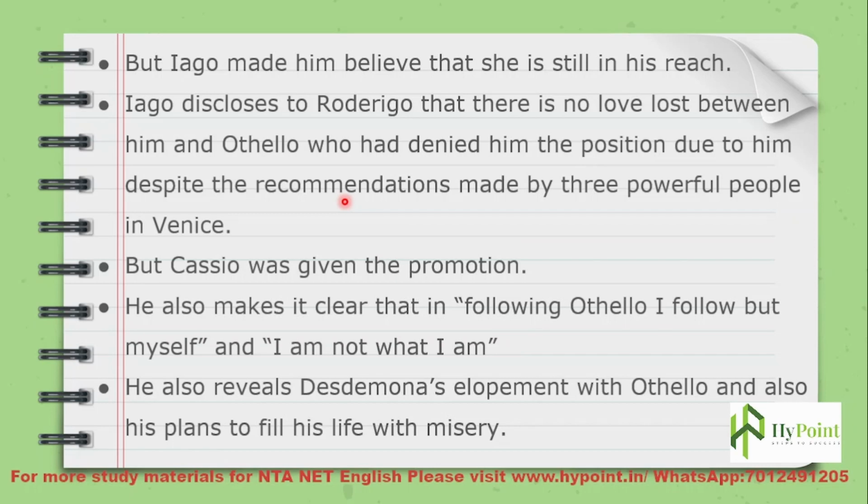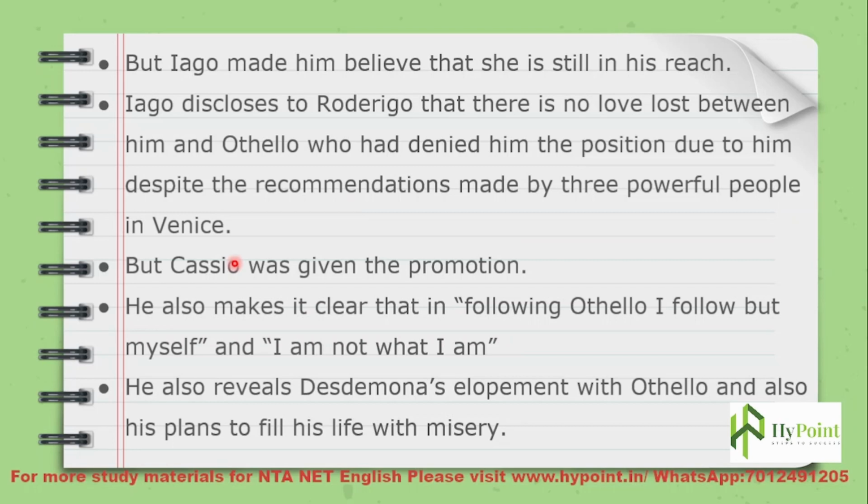But he discloses, means he reveals to Rodrigo that, see, you can have Desdemona even though Desdemona is wife to Othello, because I don't have any guilty mind towards Othello if something happens to Othello, because he denied me something which I deserve. In my mind, I deserve best, and despite recommendations made by three powerful people of Venice, Othello chose Cassio over Iago.